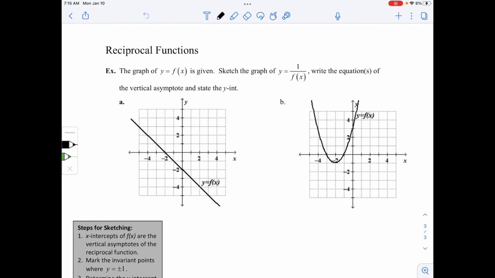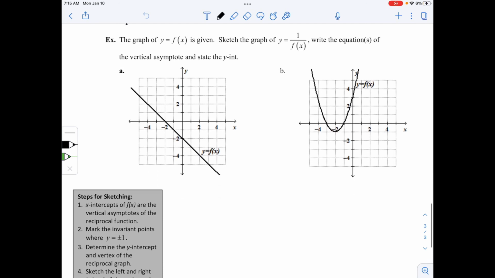All right, so for reciprocal functions, we've got two functions, one linear and one quadratic, drawn. It says sketch the graph of y equals 1 over f of x, which is the reciprocal function of f of x, and write the equations of the vertical asymptote and state the y-intercepts.